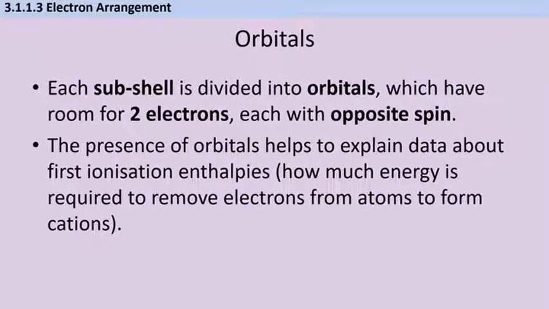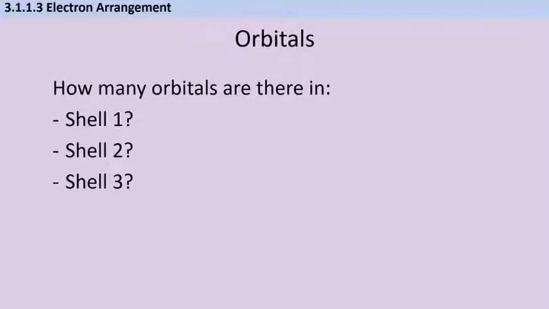You know that an orbital has room for 2 electrons, so just pause the video quickly and write down for me how many orbitals there are in shell 1, shell 2 and shell 3. Hopefully you managed this okay. Shell 1 has room for 2 electrons, remember, so therefore it has room for 1 orbital. Shell 2 has room for 4 orbitals, that's 1 s orbital and 3 p orbitals. And shell 3 has room for 9 orbitals, 1 s orbital, 3 p orbitals, and then 5 d orbitals.